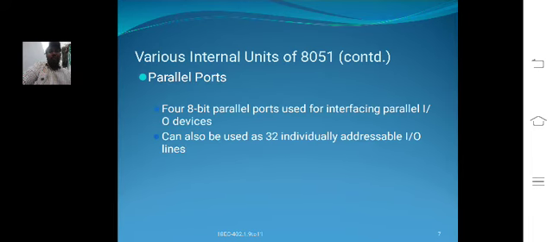And parallel ports: the 4 8-bit parallel ports are used for interfacing parallel input output devices. They can also be used as 32 individually addressable input output lines and have multiple functions.